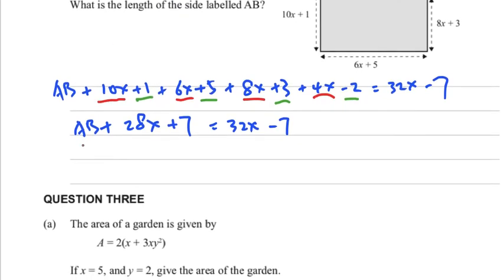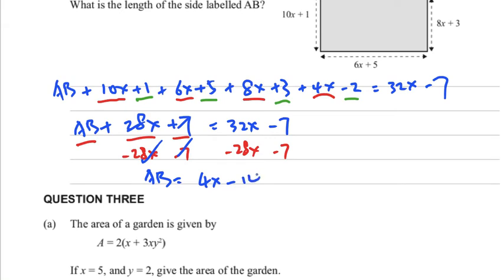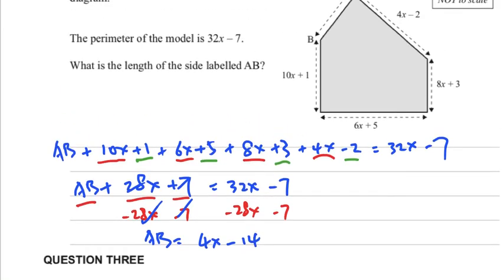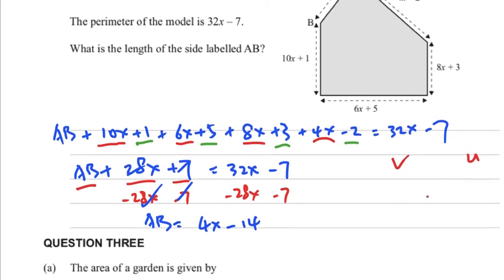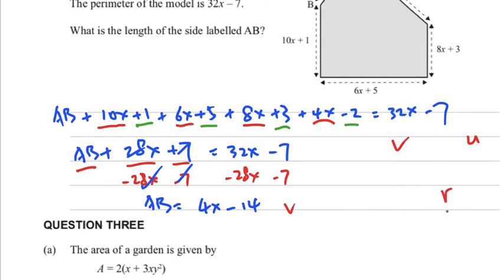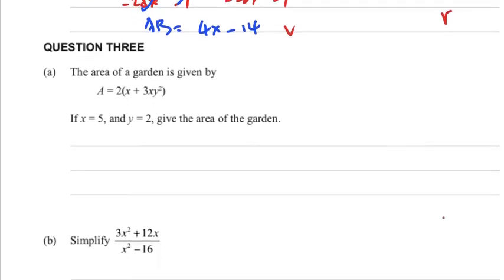We want to find what AB is going to be. So we're going to move everything else to the other side. We're going to minus 28x and we're going to minus 7. So minus 28x and minus 7. So hence AB equals, that's all gone, that's gone, 4x minus 14. Alright, so as I mentioned one more time, if you have the equation correct, I think you've achieved, and you have the final answer correct, that's our merit. Great, question 3.